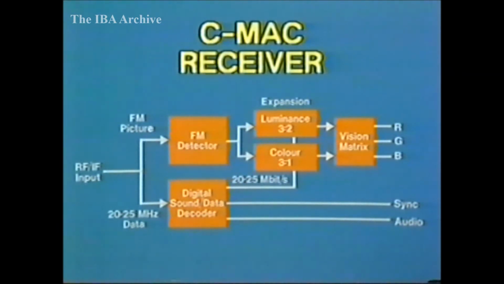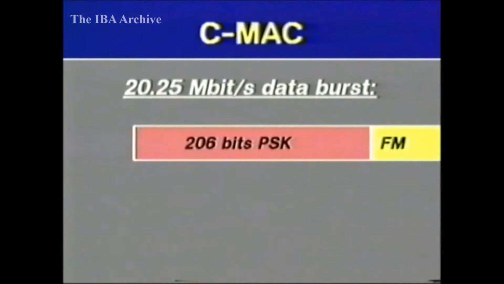The MAC decoder expands colour difference by a factor of 3 to 1 and luminance by 3 to 2. The expansion circuits would use analog charge-coupled devices or, alternatively, digital techniques. Let's take a look at the data signal in a little more detail, starting with picture synchronization.